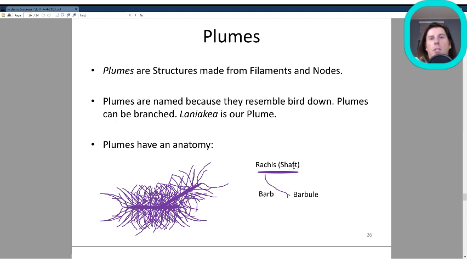So when you stick a whole bunch of these filaments and nodes together, you get this bird-like down feather. You get a down feather. So Google down right now. Open it up. Let's go find Google. We'll open it up. And I mean bird down, like an ostrich feather. When you look at structures like Laniakea, it looks like an ostrich feather. It looks like chicken down. It looks like a bird, like a tuft of something.